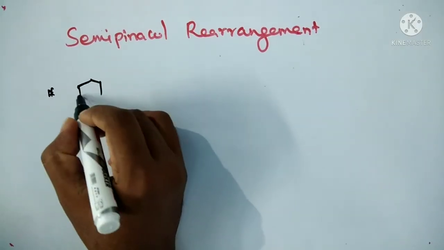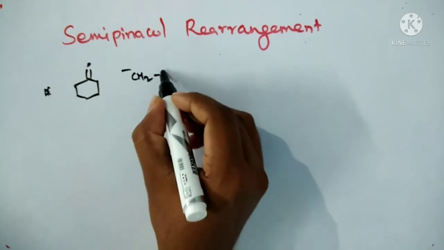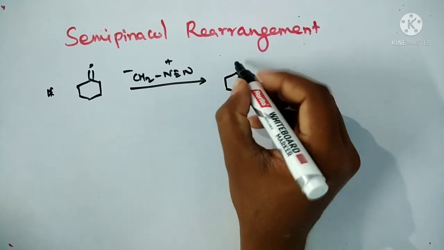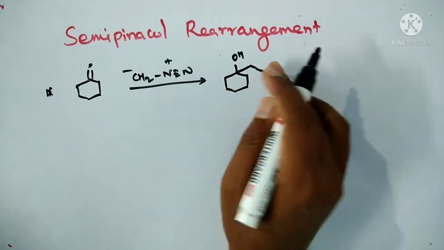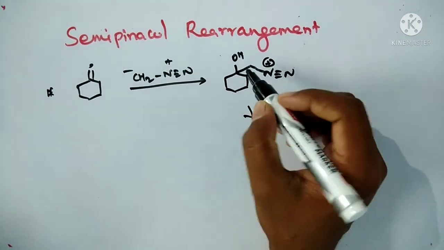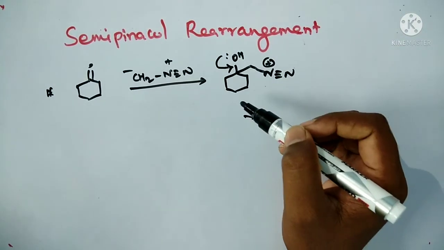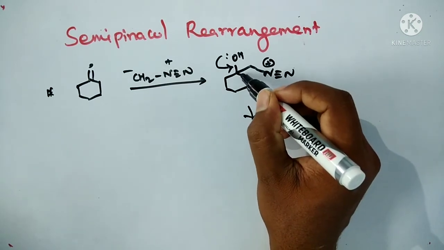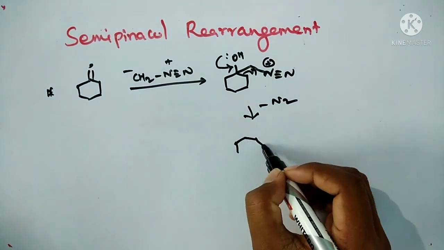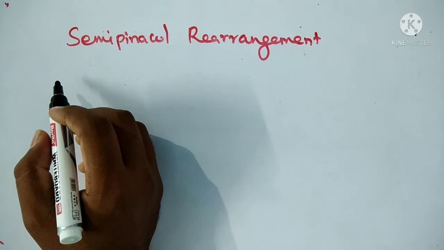If you take this example, cyclohexanone in the presence of diazomethane, what you will get is OH, N triple bond N. The next step is the same migration that we discussed in the semipinacol rearrangement. This bond pushes the migrating group to push out the leaving group. So what you will get is the elimination of nitrogen. We will get the 7-membered cyclic ketone.